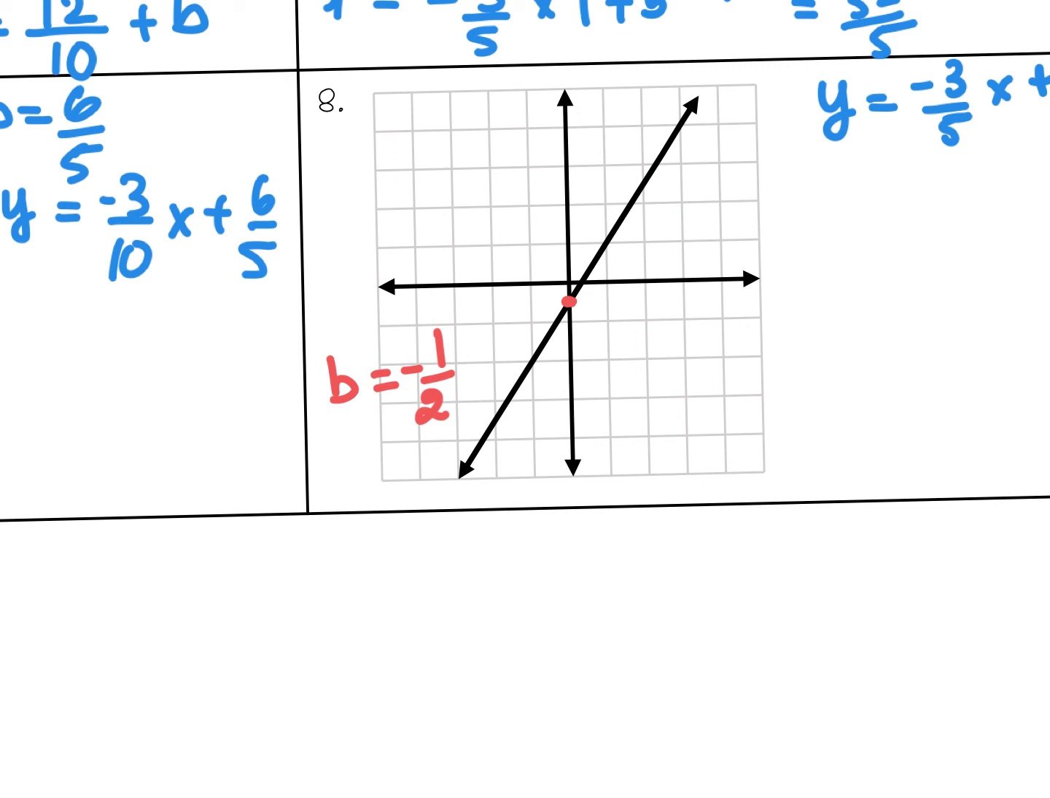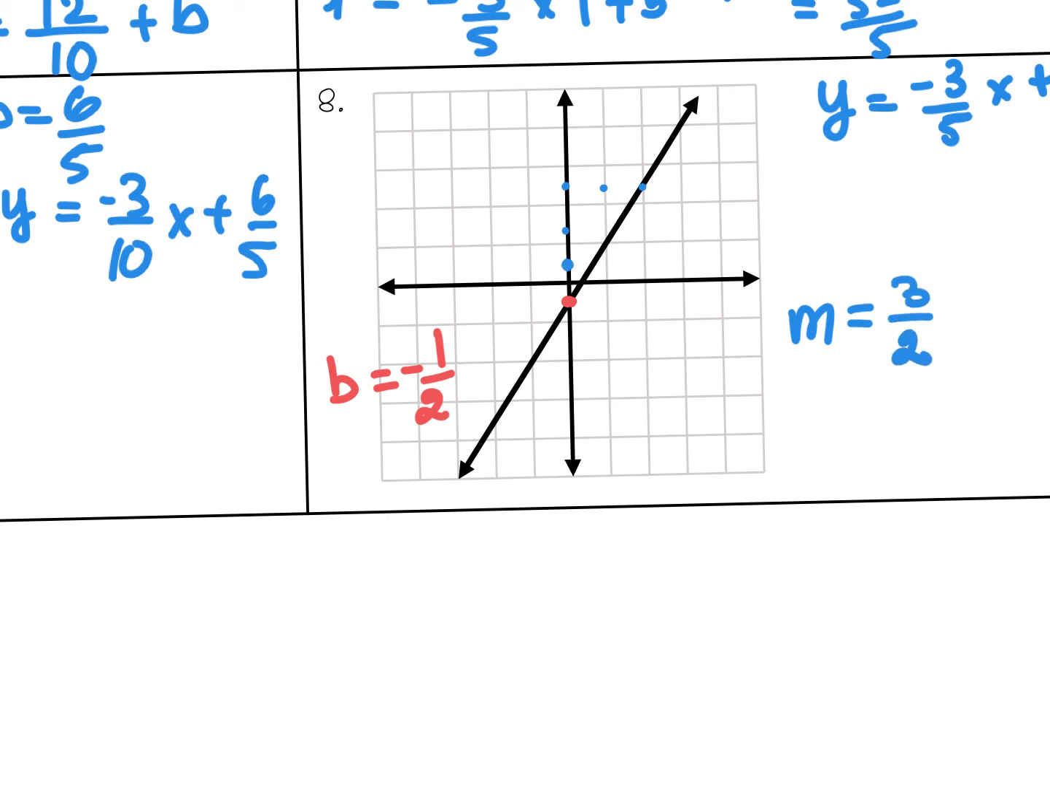All right, so this is what? Run 1. And then run 2. And then run 3. 1, 2, 3. Right? 1, 2. And this is positive. So my slope is 3 over 2.